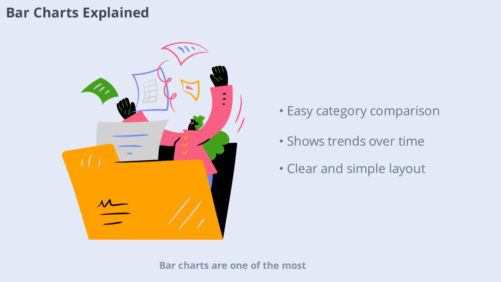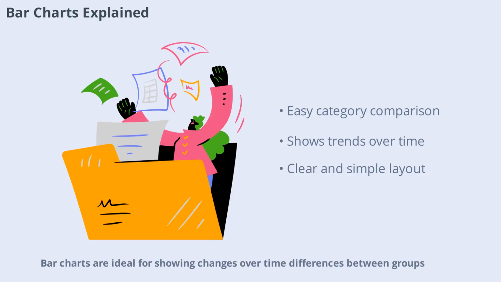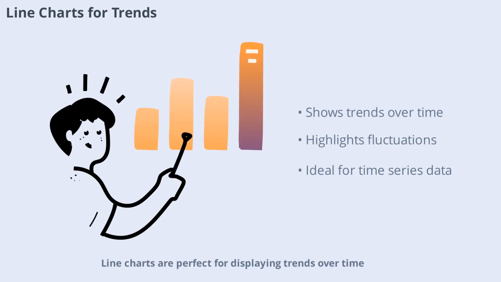Bar charts are one of the most common and straightforward ways to visualize data. They use rectangular bars to represent values, making it easy to compare different categories side by side. Bar charts are ideal for showing changes over time, differences between groups, or ranking items. Whether you're tracking sales by region or survey responses, bar charts provide a clear visual comparison that's easy to interpret at a glance.